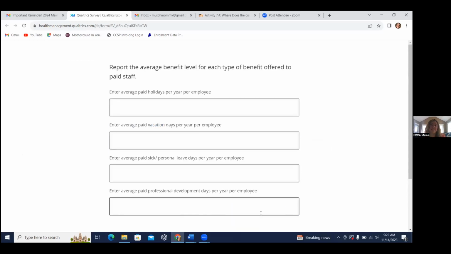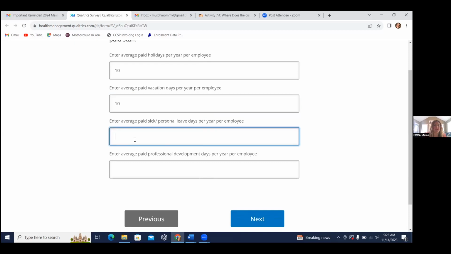Report the average benefit. Enter the average paid holidays per year. Let's say 10 holidays a year, I think that's pretty normal. It says the average because you might give your full-time staff more paid holidays than your part-time staff, so you would average that out. Then for vacation, let's say we do 2 weeks, so that would be 10 days. Enter the average paid professional development, let's say 2 days, conferences.